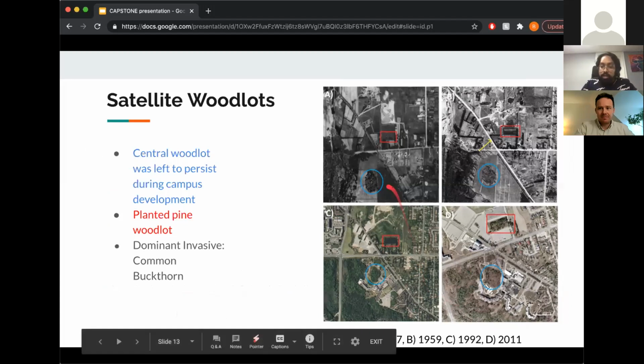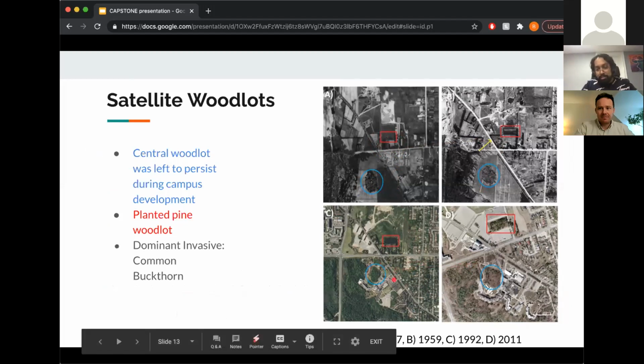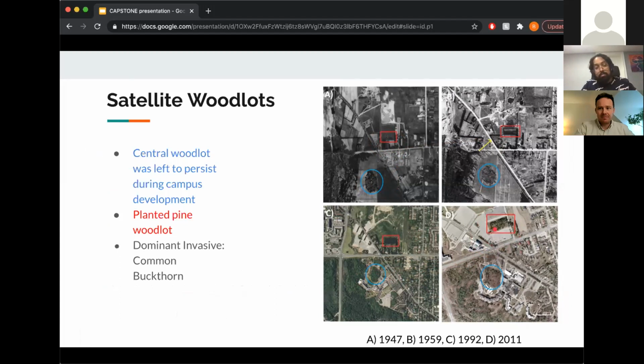The central woodlot highlighted in blue here and the northern woodlot highlighted in red were actually left to persist over time with campus development. You'll notice here that the campus just kind of kept these in place and built around them, putting in a residence here and some buildings shaped around. And the northern woodlot ends up being surrounded by parking property, but nonetheless retained.